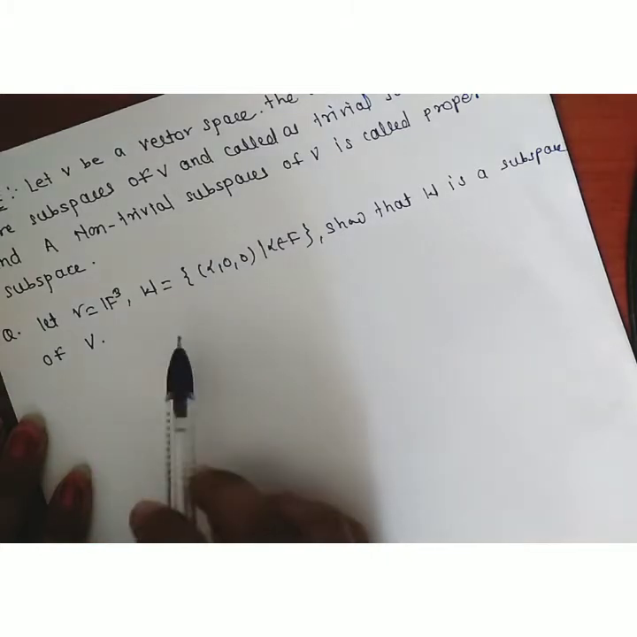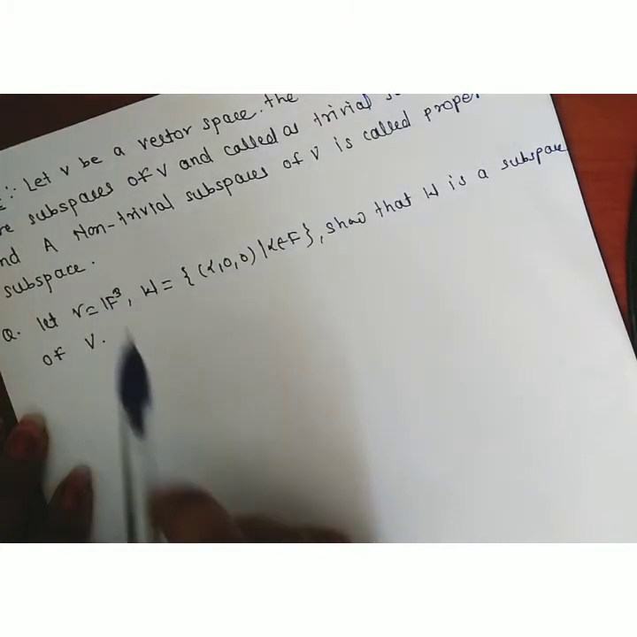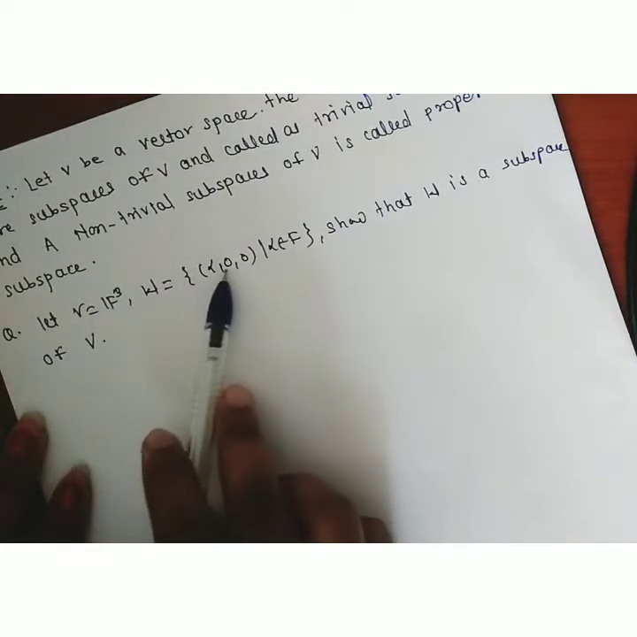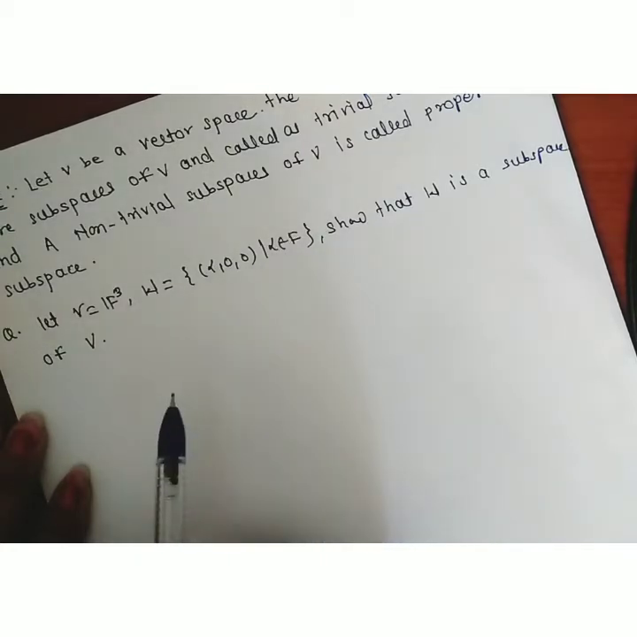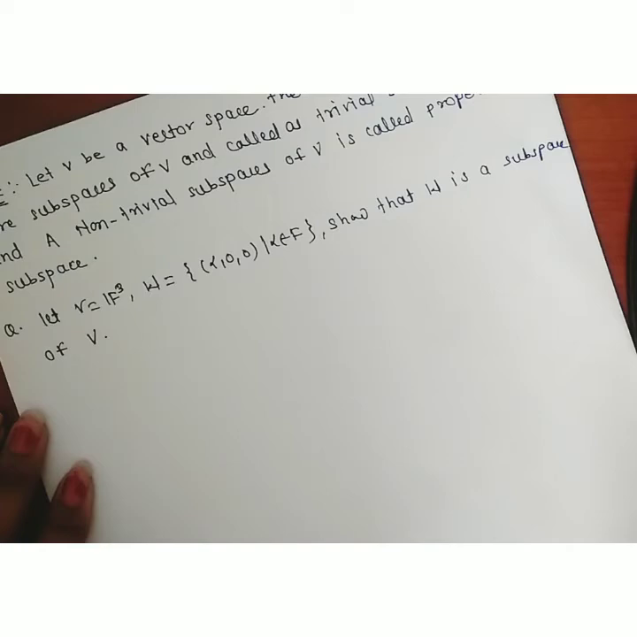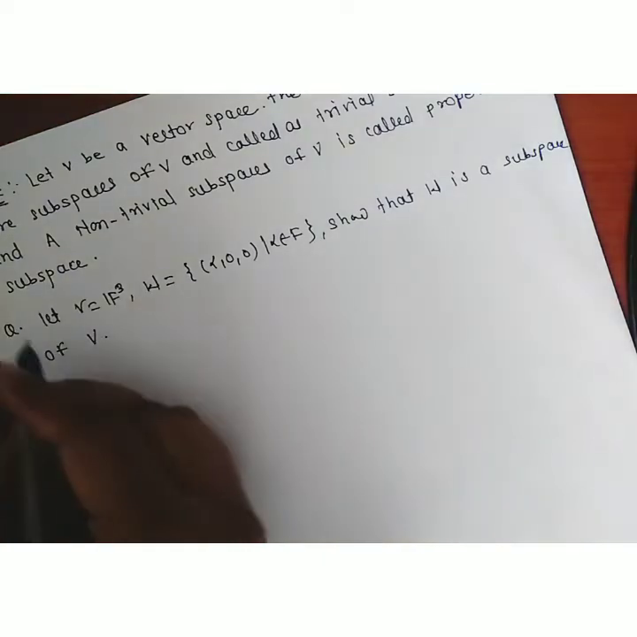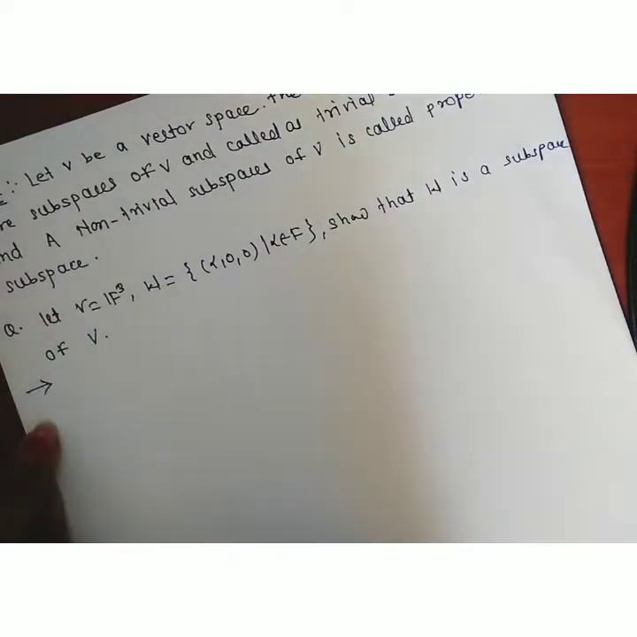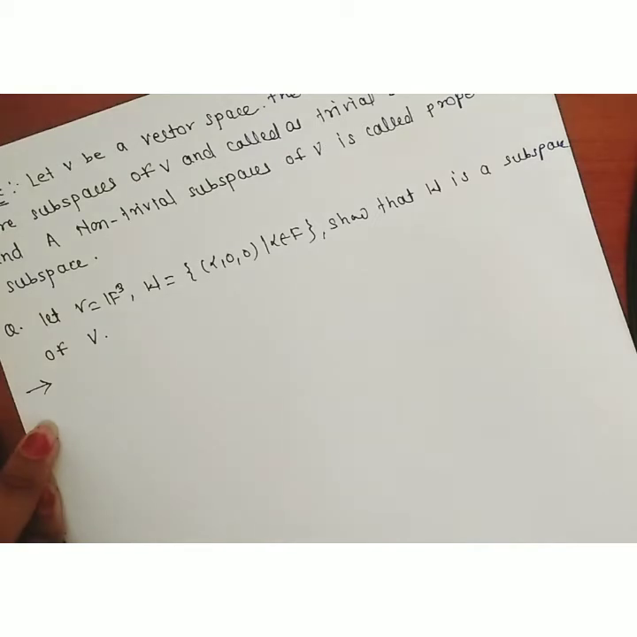We have been given a set. V is a vector space given as F^3 or R^3, and W is a set consisting of ordered triples (alpha, 0, 0), where alpha belongs to field F. Then we have to show that this W is a subspace of the vector space V. Therefore, we know how we can show that any set is a subspace of a vector space.